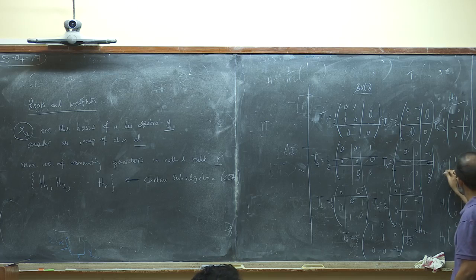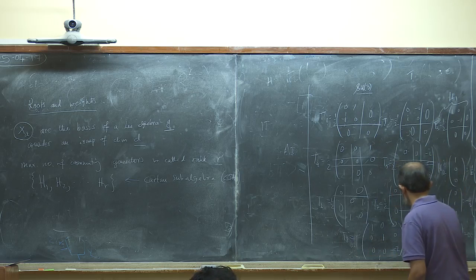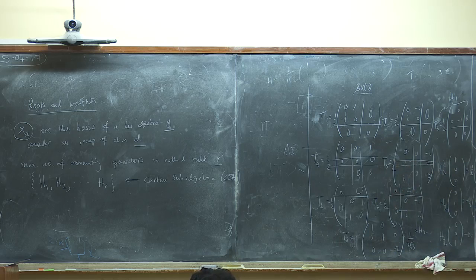And H2 acting on these gives you what? Look at this fellow. Let me write the 1 over 2 root 3. So it gives you 1 over 2 root 3, and this fellow is again 1 over 2 root 3, I can read off from here. And this gives you minus 1 over root 3.